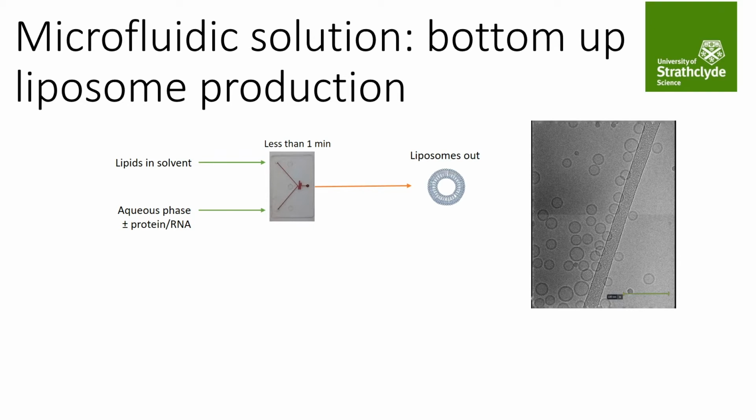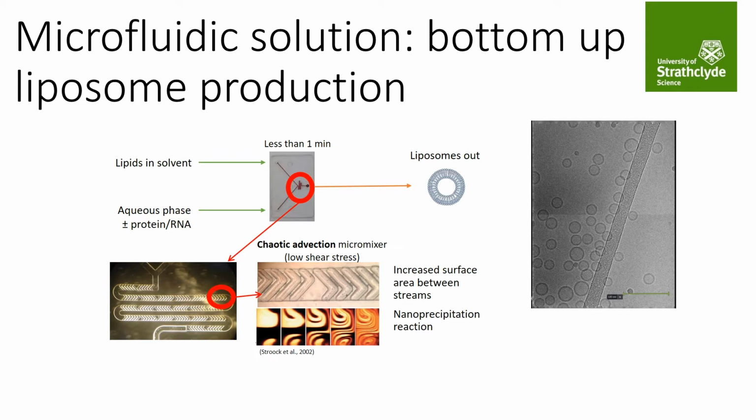Within the chip itself, as the fluids are under laminar flow, chaotic advection can be used to facilitate the mixing, which can be achieved by introducing chevrons or obstacles to increase the surface area between the streams. In doing so, by mixing the two streams together, it leads lipids to nanoprecipitate and self-assemble at the interface.